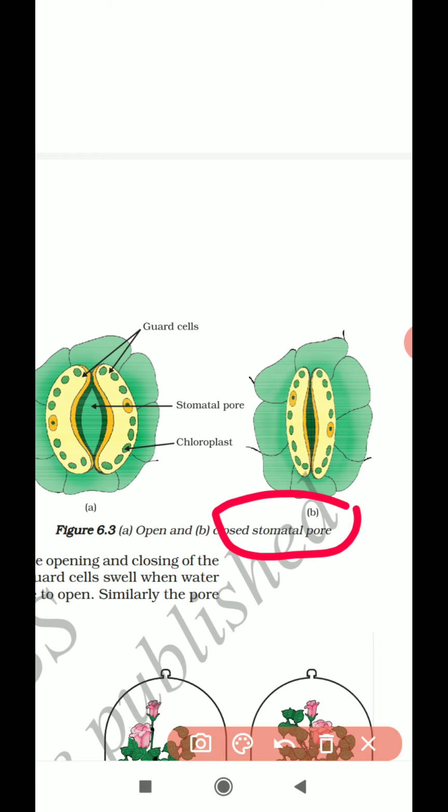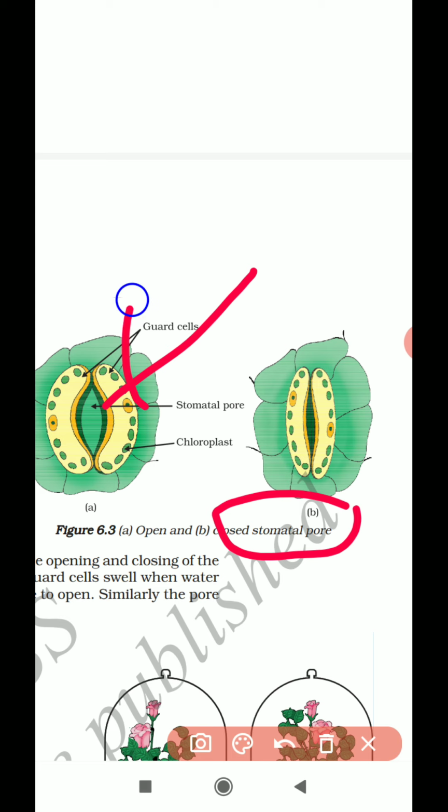Sunlight, we are getting it from the sun. Water, we can pour the water, or through the source of rain we can get the water. Carbon dioxide, we are getting it from the air. How this carbon dioxide is entering into the plant, that is what we are going to see in this video.